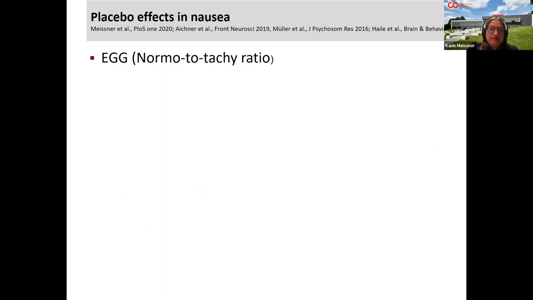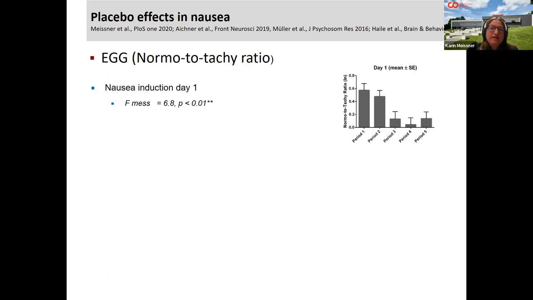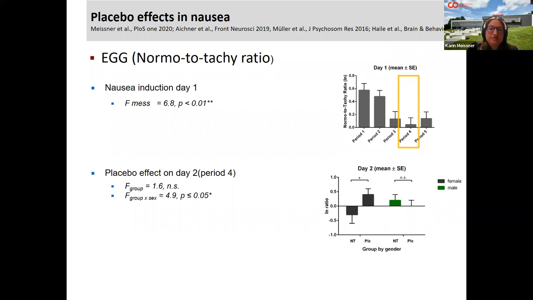We also looked at the electrogastrogram, which I showed you before. A certain parameter of the electrogastrogram is known to decrease during nausea. And we could also show this during nausea stimulation. And this decrease was counteracted by the placebo intervention, however, only in females.